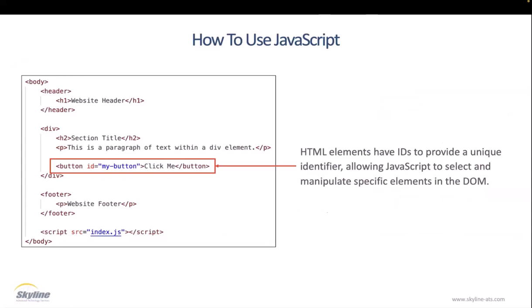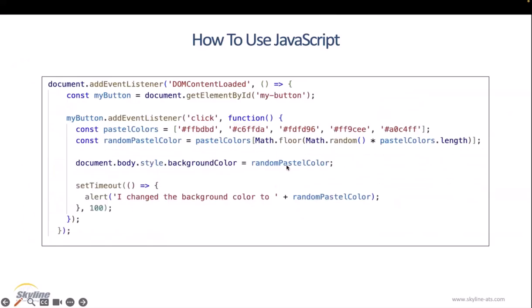Here, I've created a button, and the button says click me. But the important thing here is the ID. I am identifying this button. I'm giving it a name. It's called my button. And now I can use JavaScript to select and manipulate things based on that ID. So let's take a look at how that would look. I know this is complicated, but we'll break it down in a simple way.